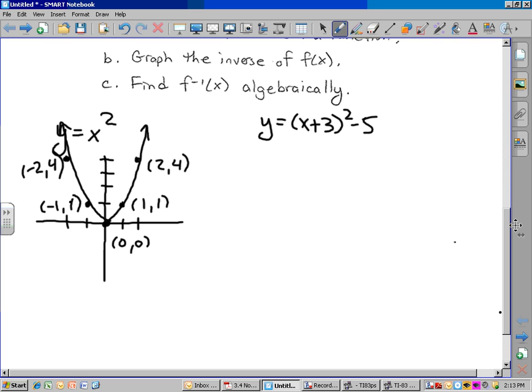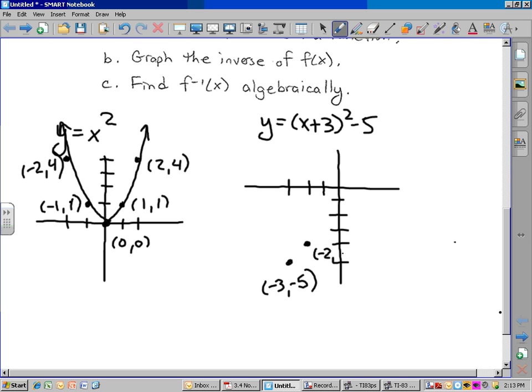So I'm going to take all the points from x squared, move them left 3, down 5. We'll start with (0, 0). Left 3, down 5 goes to (-3, -5). (1, 1), left 3, takes us to -2, down 5, -4. So (-2, -4). (2, 4): 2 minus 3 is -1, 4 minus 5 is -1. So (-1, -1) is that point. So we've graphed the right side of our parabola.